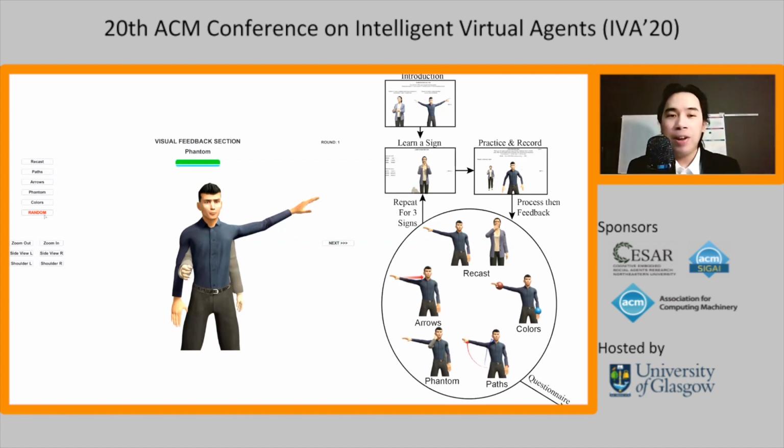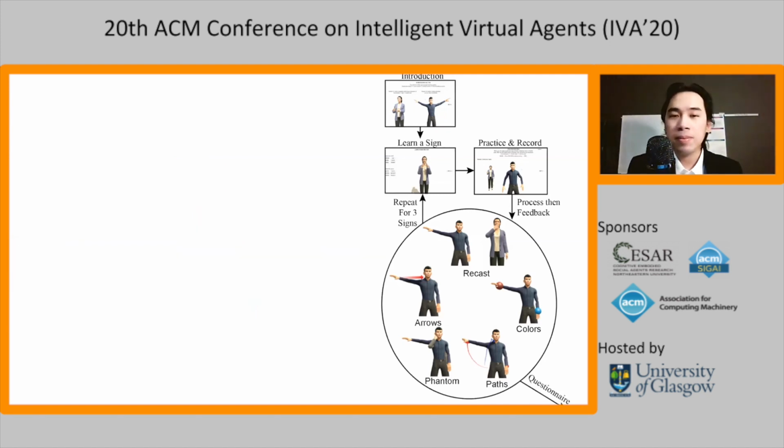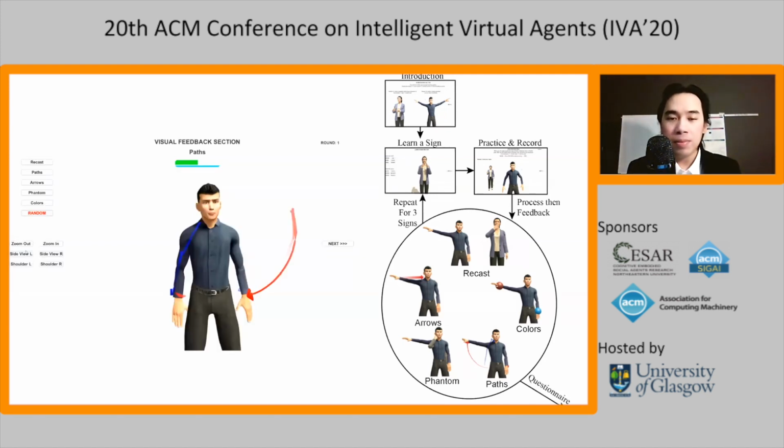The next type of feedback is called colors. We use different colors to indicate whether the performance is right or wrong. If the performance is correct, it will turn blue. If the performance is incorrect, it will turn red. The next type of feedback is called paths. The red paths show the trajectory of the student performance or student movements, whereas the blue paths show the trajectory of the correct movements pre-recorded by the expert.